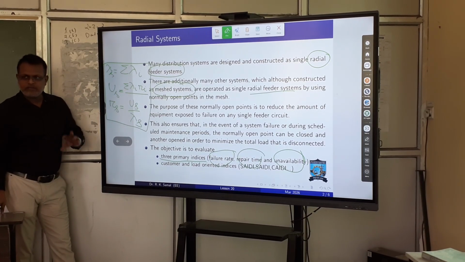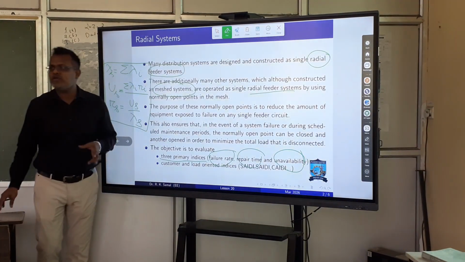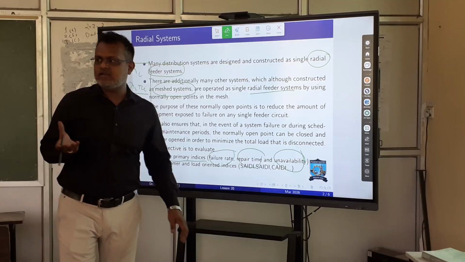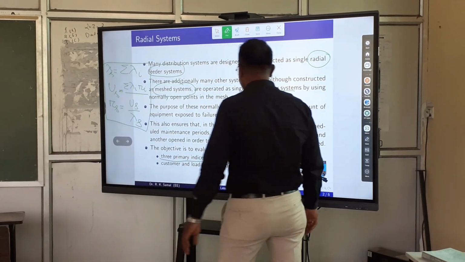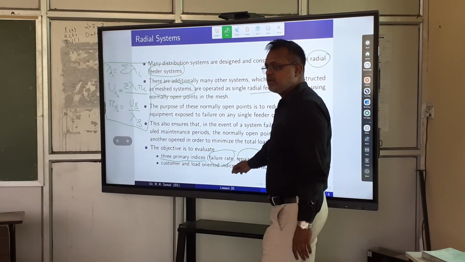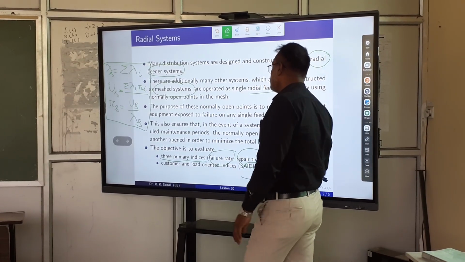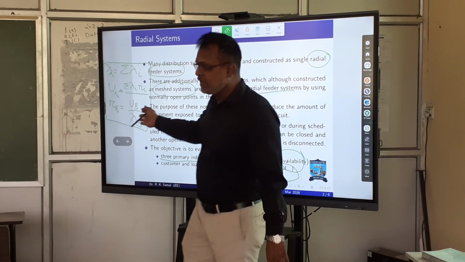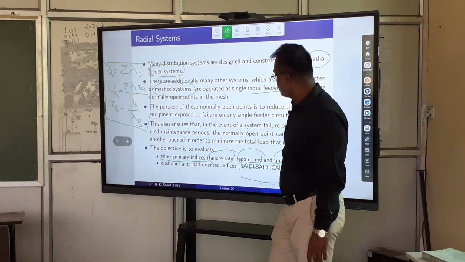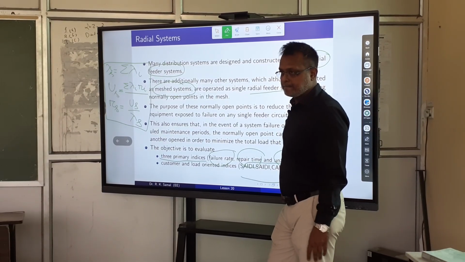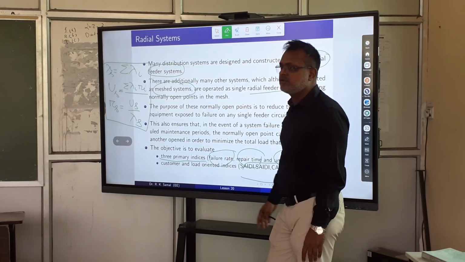r_i, as I told you, is not exactly the repair rate; it is actually the outage duration of the individual component. You can think of it like that. And then the customer and load oriented indices, all these you have to evaluate. So first you evaluate these three, then using these three you will compute all the other indices. These are very much used nowadays also for evaluating the reliability of systems.